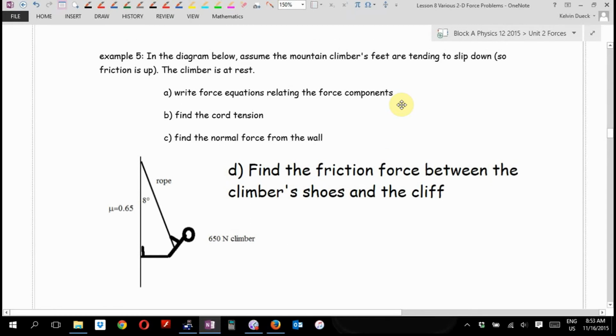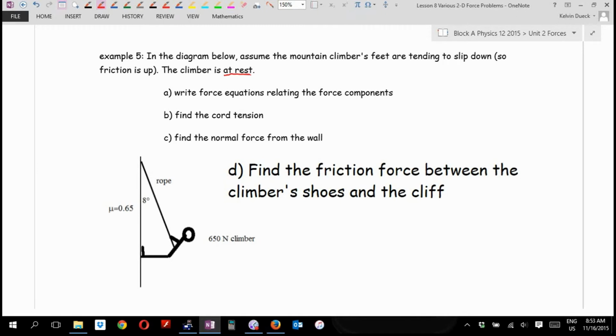So here's a climber, rock climber. It says in the diagram below, assume the mountain climber's feet are tending to slip down so that friction is up. The climber is at rest. You know what, Colin, I would underline the phrase at rest. That means we are in static equilibrium. That means the sum of the forces is going to be 0 because we're not accelerating.